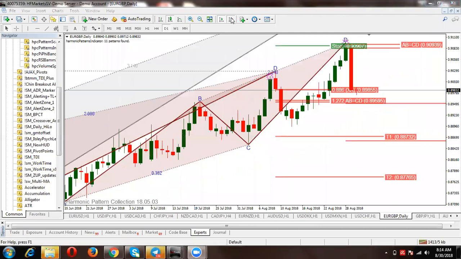I don't know where to put this. Stop loss, use the 30 pip stop loss, or use your own risk management.